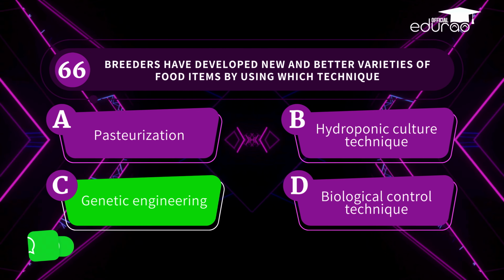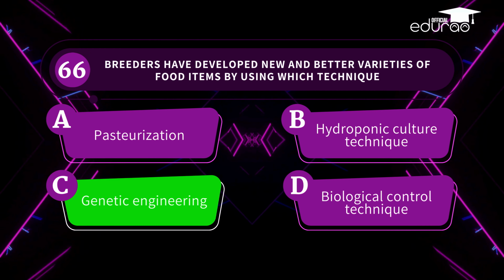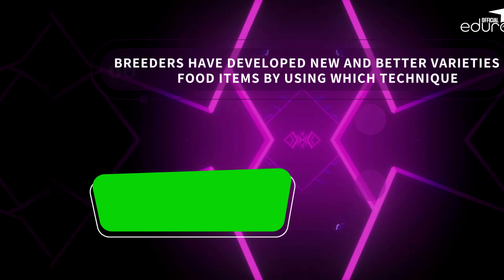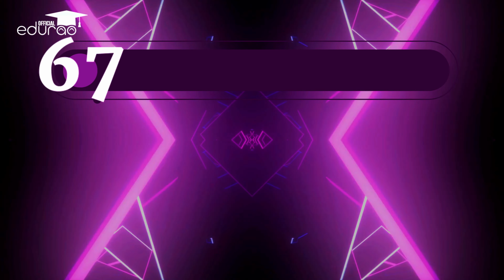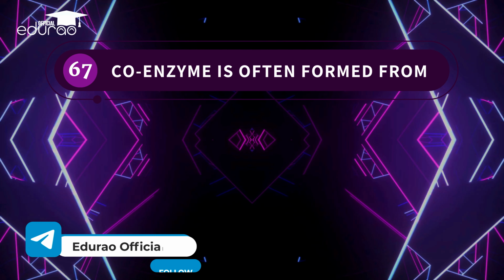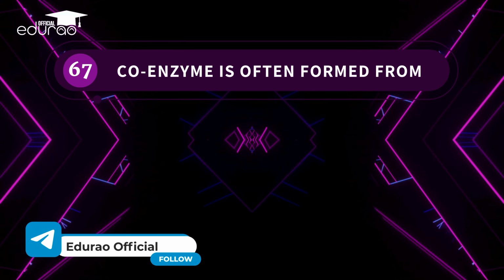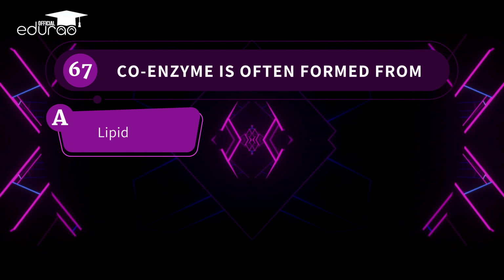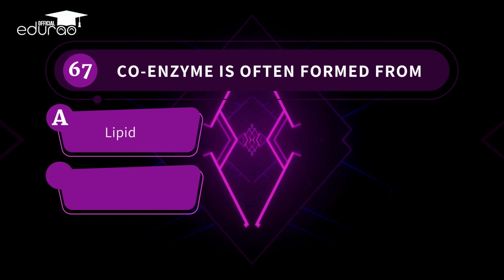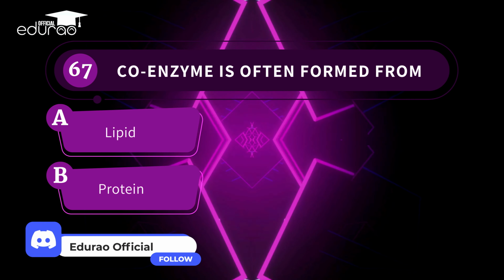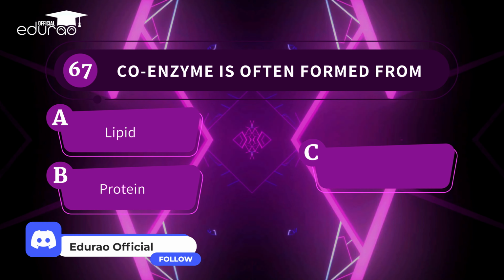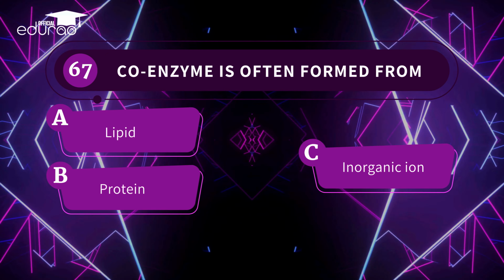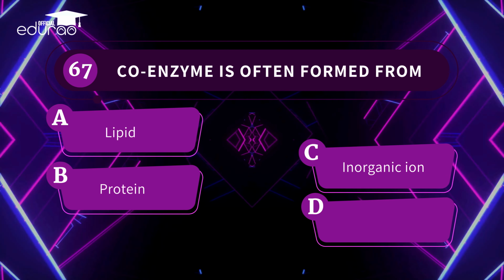That's exactly right. The correct answer is genetic engineering. Question 67. Co-enzyme is often formed from A. Lipid. B. Protein. C. Inorganic ion. D. Vitamin.